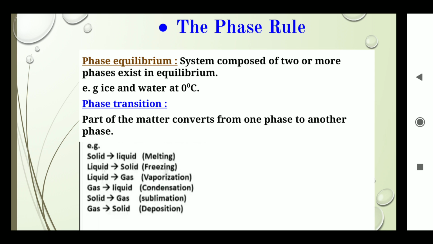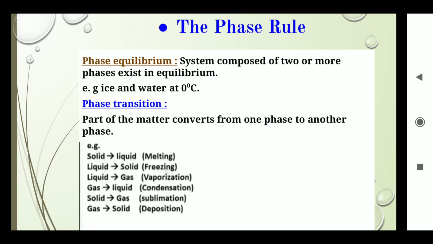The phase rule. In order to study the phase rule, it is necessary to know the phase equilibrium and phase transition. So what is phase equilibrium? A system composed of two or more phases existing in equilibrium. For example, equilibrium between ice and water at 0 degrees C.